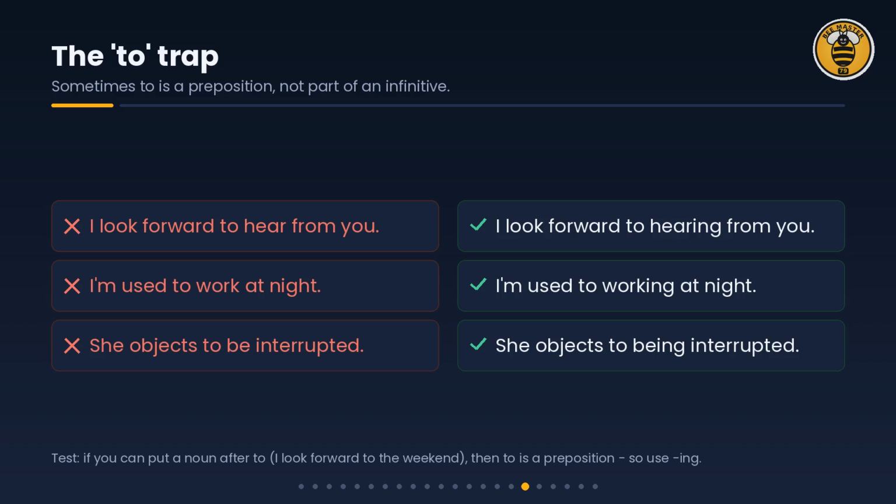Here is a test you can use in 2 seconds. Try putting a noun after to. I look forward to the weekend. That works, so to is a preposition, and the verb after it must take ing. Look forward to hearing.